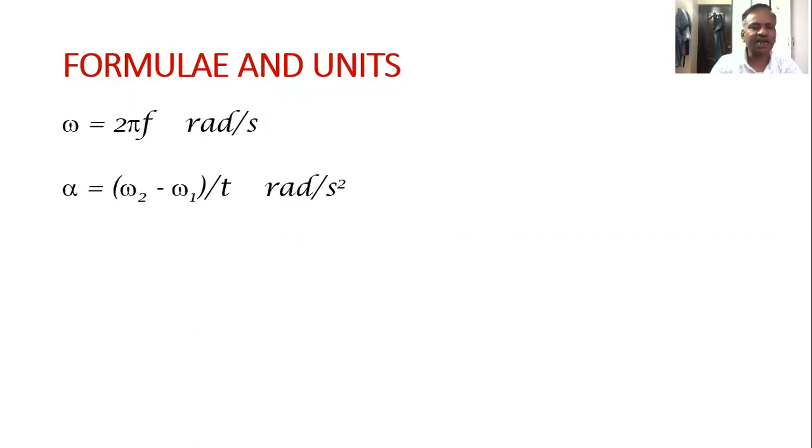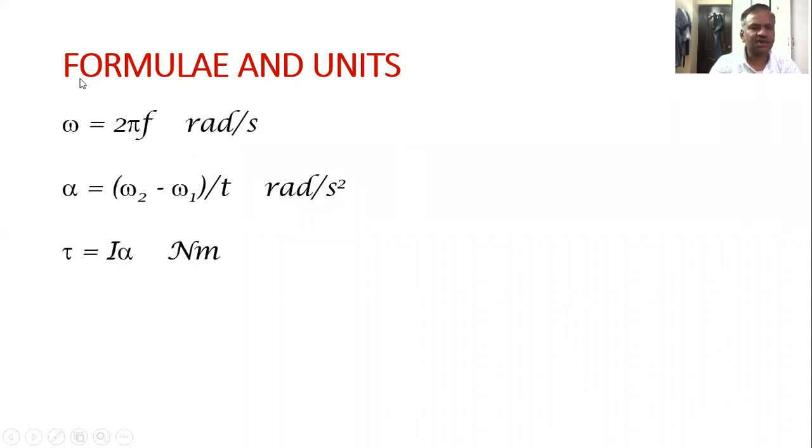Next, alpha. Alpha is nothing but angular acceleration. Angular acceleration equals omega 2 minus omega 1 divided by t. Here, the unit is radian per second square.